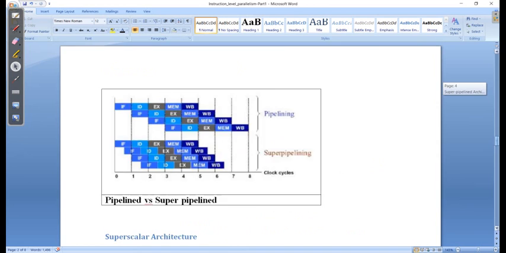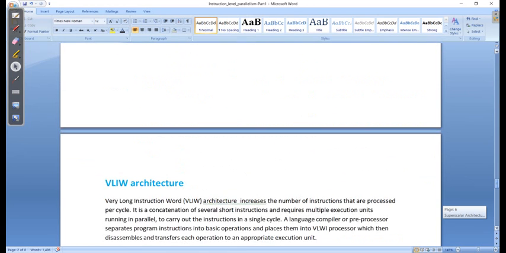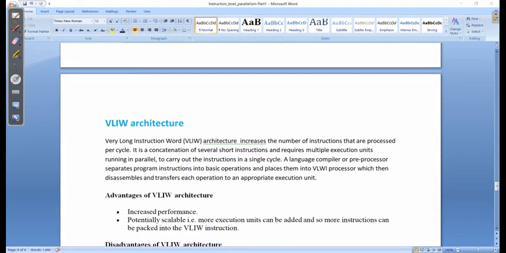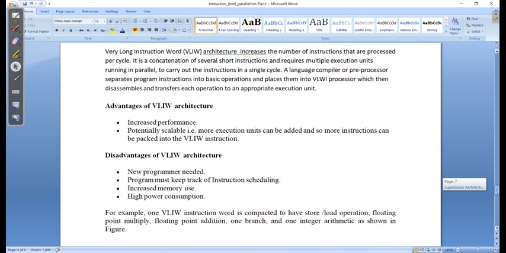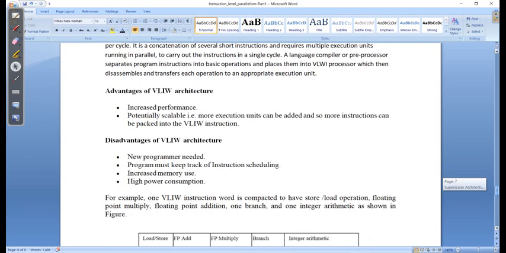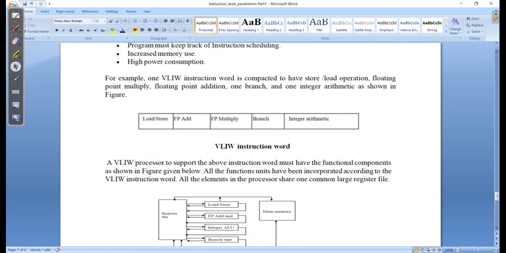Last one, next comes the VLIW architecture, very large instruction word architecture. In very large instruction word architecture, the number of instructions is reduced by merging more than one instruction into a single instruction. Just come to this diagram.